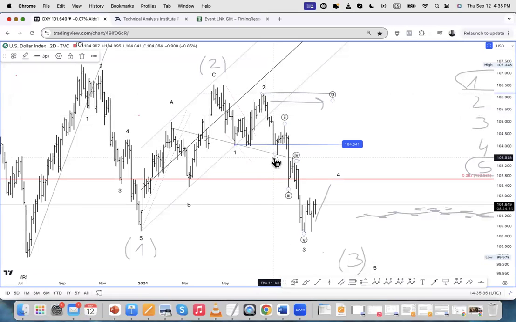Why? Because this is the wave 1 of a lower degree. And remember, wave 2 can never travel more than 100% the distance traveled by wave 1. Therefore, it cannot travel above here. If it did, well, our count was wrong. Our interpretation was incorrect.